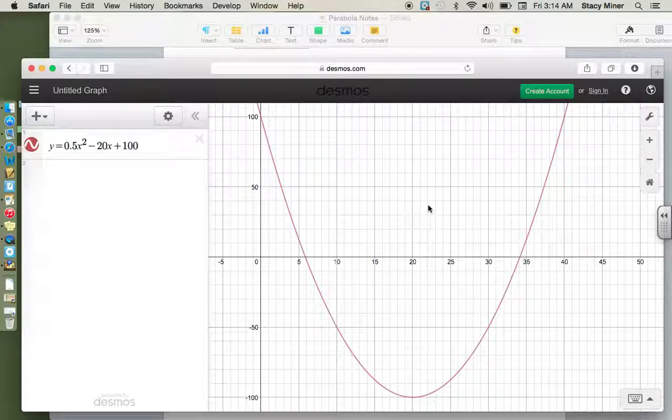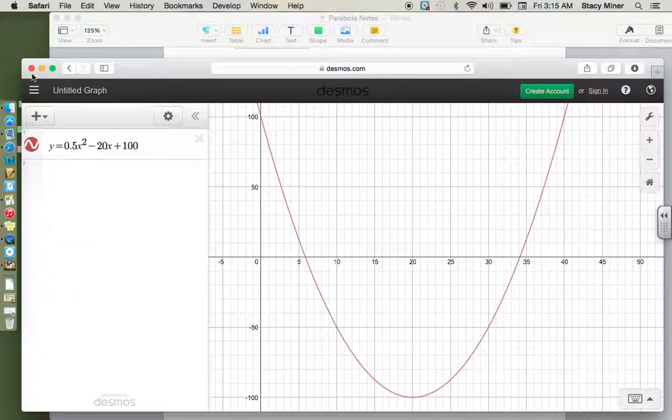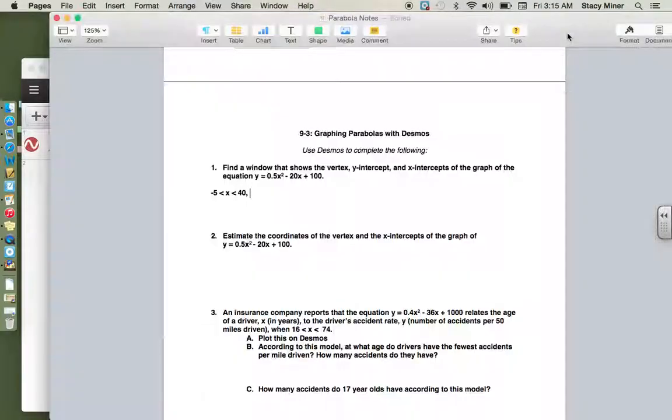You can use these direct numbers, but we know that -5 to 40 would allow me to see everything I need in the x direction. So remember, we write this -5 is less than x is less than 40. And then my y window was -110 to +110. So this is a good review of how to write the window sizes.